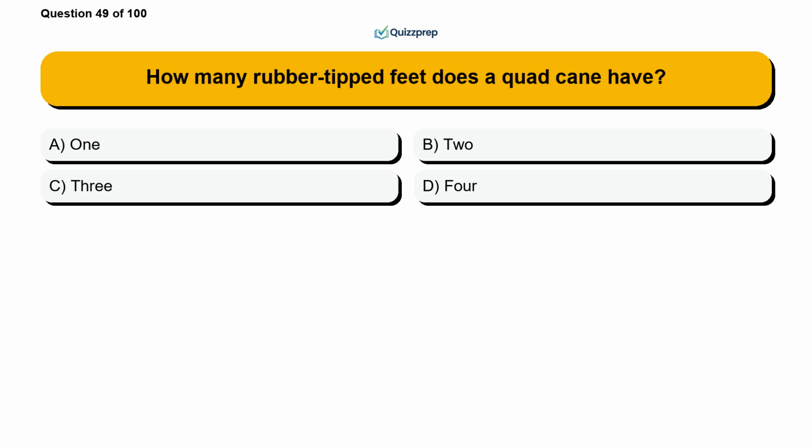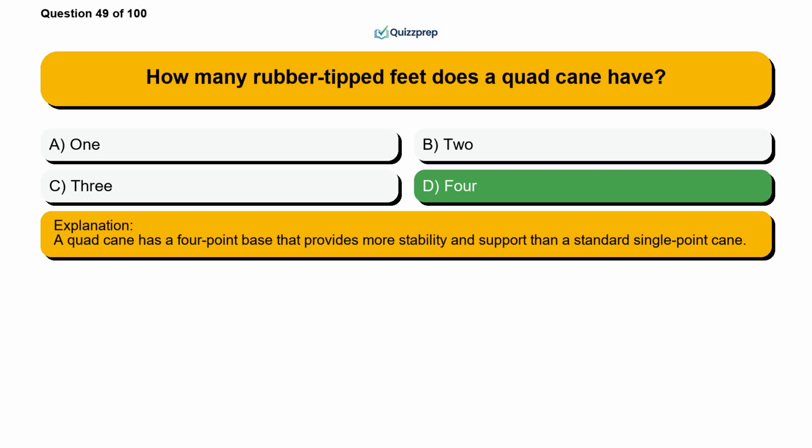Question 49. How many rubber-tipped feet does a quad cane have? Option A, 1. Option B, 2. Option C, 3. Option D, 4. The correct answer is option D, 4. A quad cane has a 4-point base that provides more stability and support than a standard single-point cane.